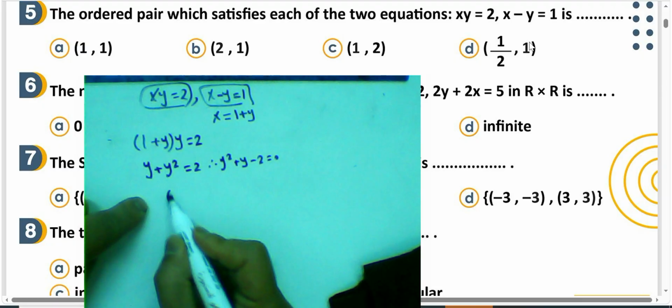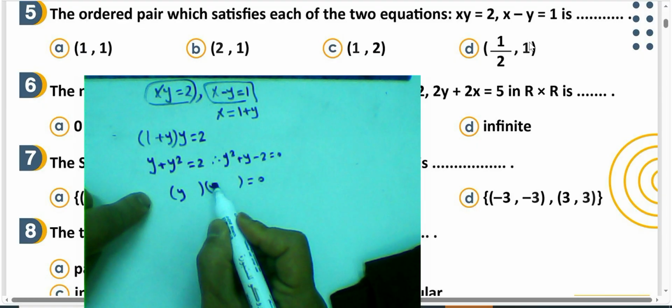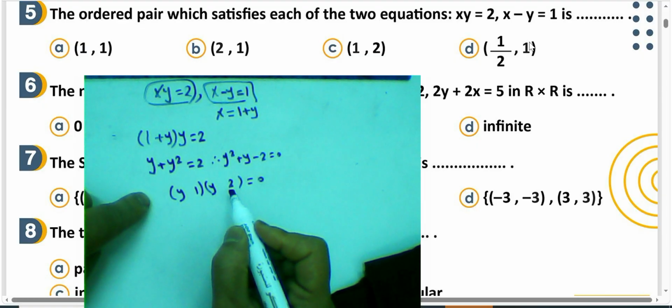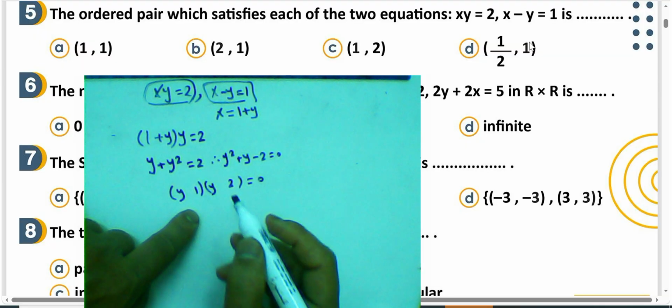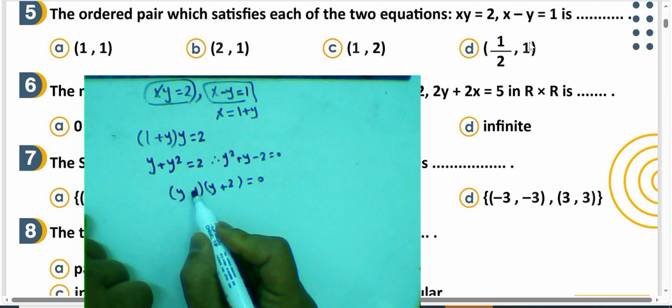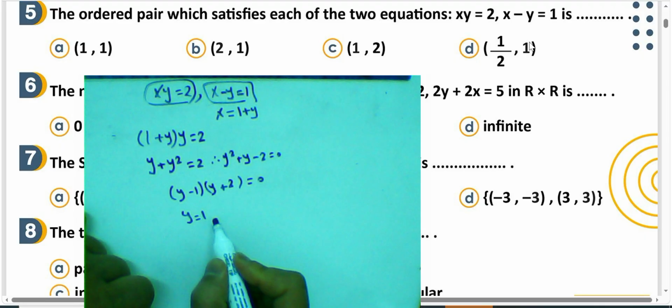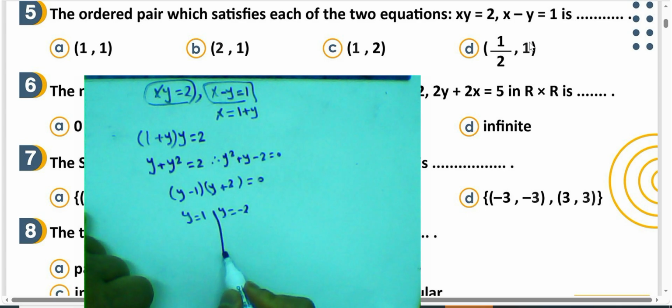Next step, you can factorize this expression by opening two brackets. Y squared is y times y, and 1 times 2 equals 2, and the signs will be different. The greater number goes with the middle term, so here 2 will be positive and here negative. Then the value of y will be 1 and y will be negative 2. We have two solutions here.